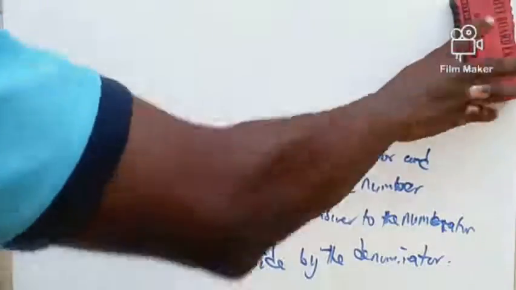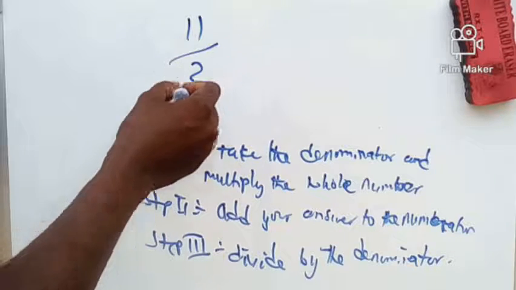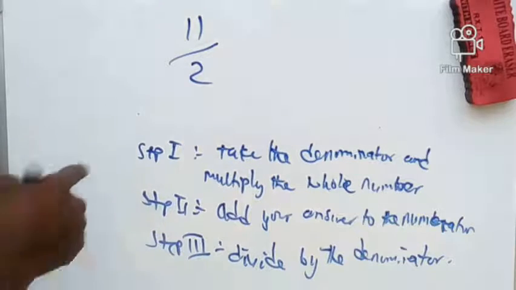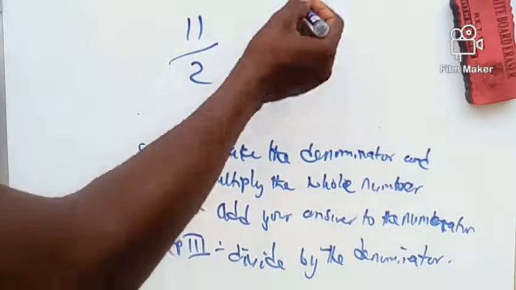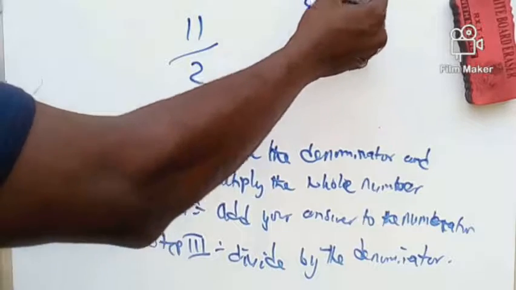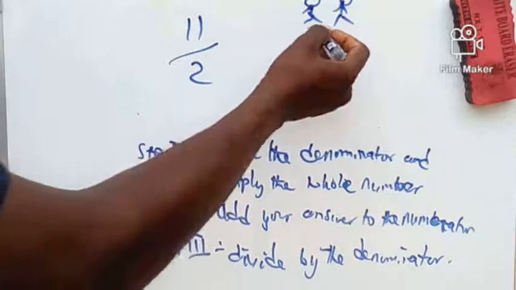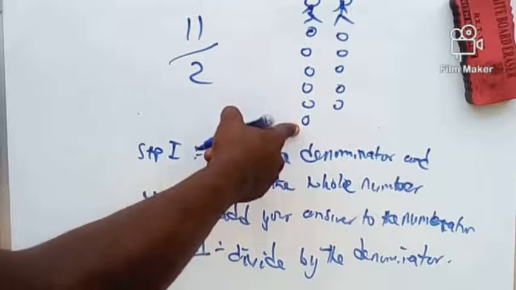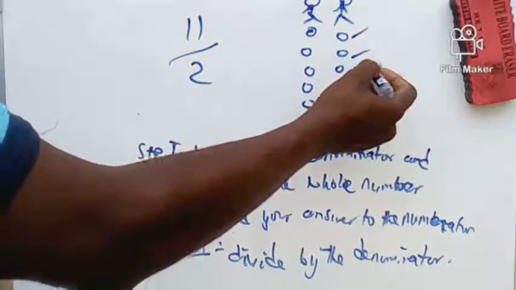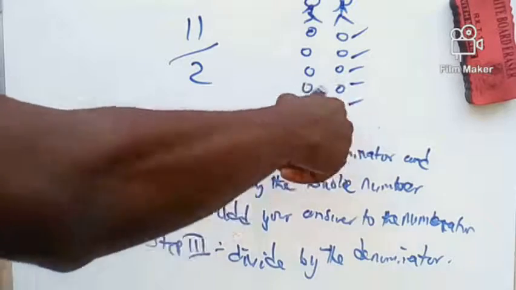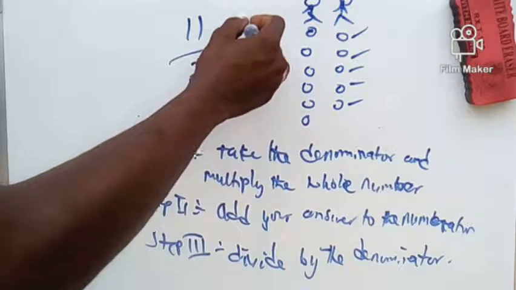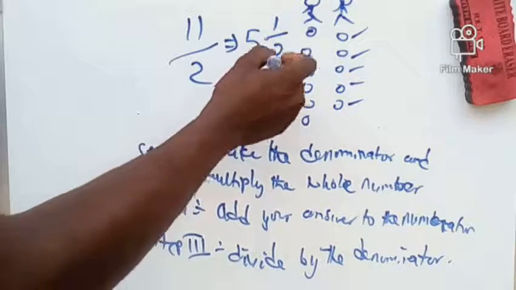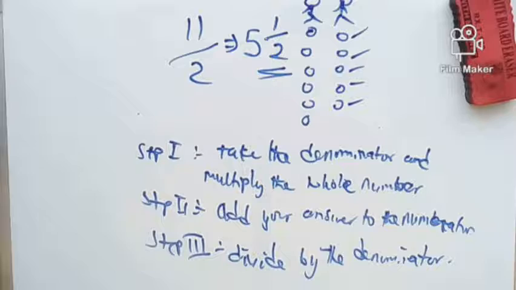So let's take another example. If I have 11 over 2, how do you convert this to a mixed fraction? We simply share 11 oranges among two guys. So let's share 11 oranges among them. 1, 2, 3, 4, 5, 6, 7, 8, 9, 10, 11. Notice how many each person gets: 1, 2, 3, 4, 5. Each person gets 5 oranges, remainder 1. So we write 5 whole number. Then the remainder is 1, so you write 1 out of 2. And that is how to convert an improper fraction into a mixed fraction.